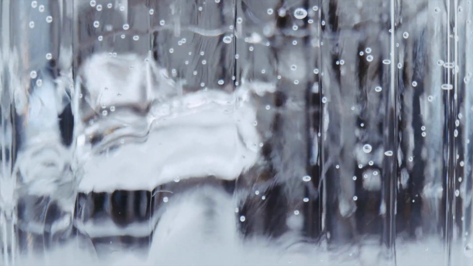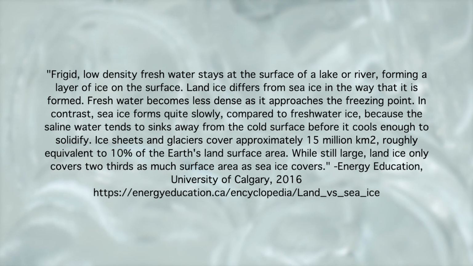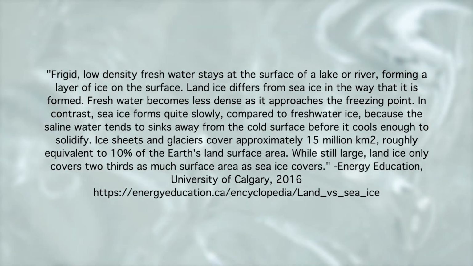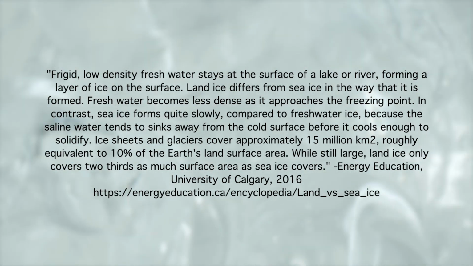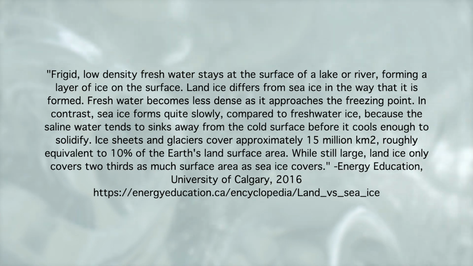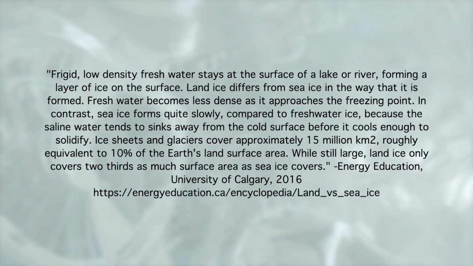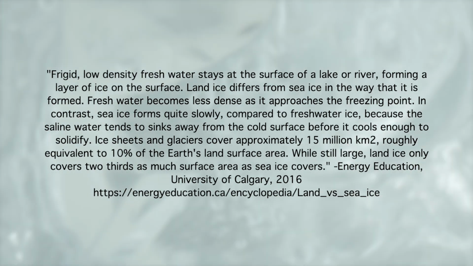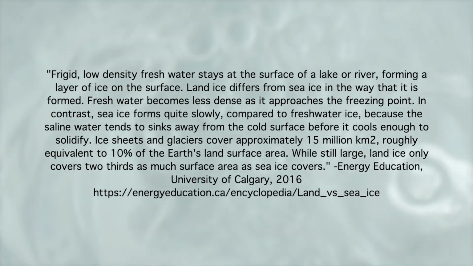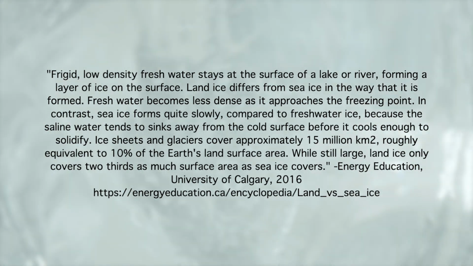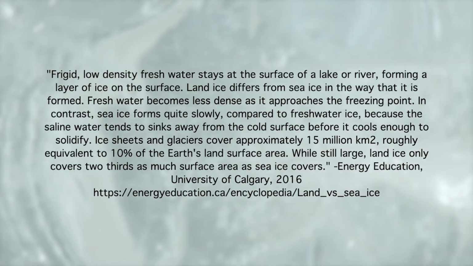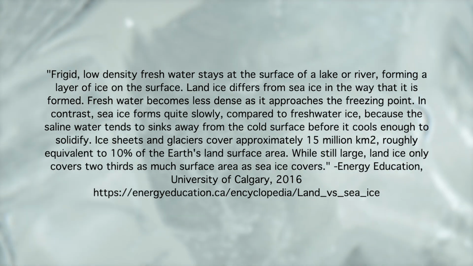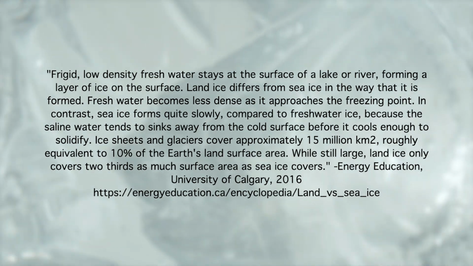In terms of the global impact of this experiment, the Department of Energy Education at the University of Calgary explains this quite well. Frigid, low-density freshwater stays at the surface of a lake or river, forming a layer of ice on the surface. Land ice differs from sea ice in the way that it is formed. Freshwater becomes less dense as it approaches the freezing point. In contrast, sea ice forms quite slowly compared to freshwater ice because the saline water tends to sink away from the cold surface before it's cool enough to solidify.